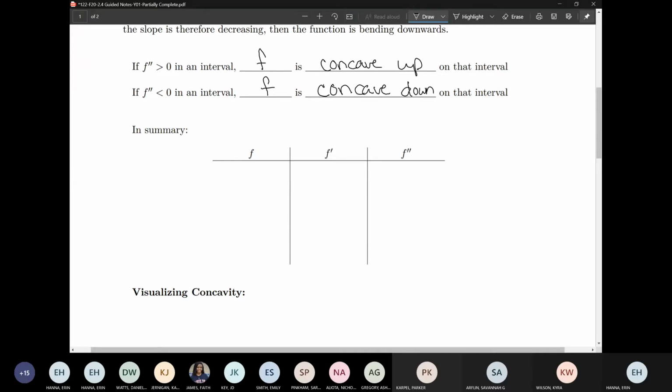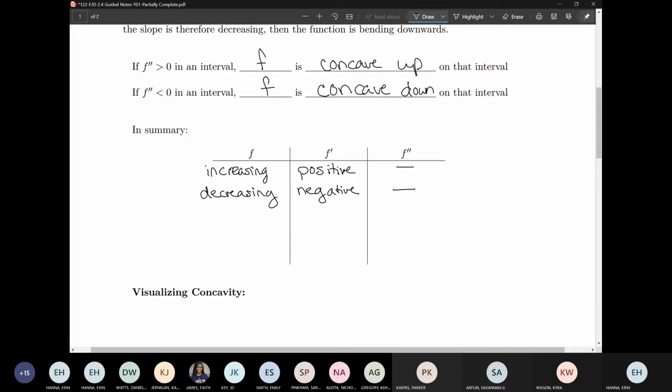So we had this first relationship, which we looked at back in 2.2, which was that if the original function is increasing, then the derivative is positive. And if the original function is decreasing, then the first derivative is negative. Just from that relationship, we can't say anything about f double prime yet.